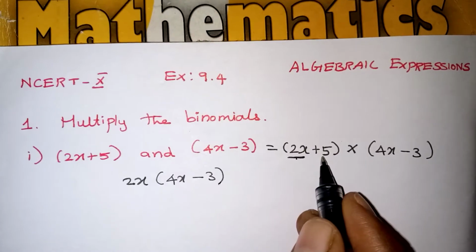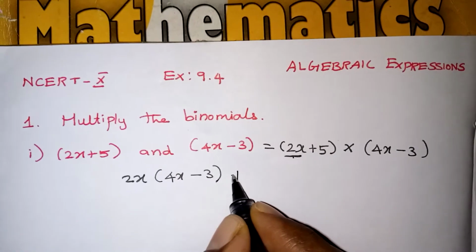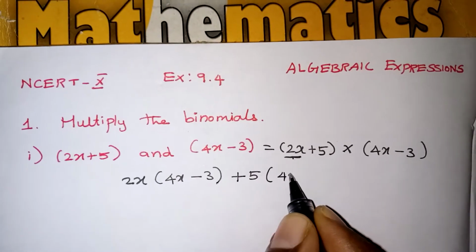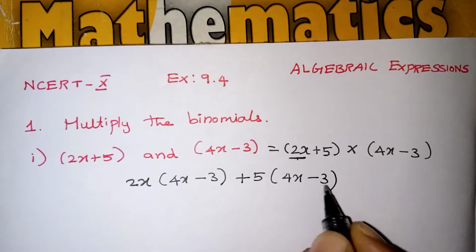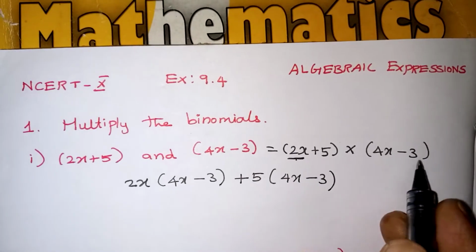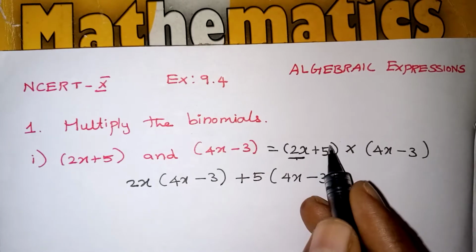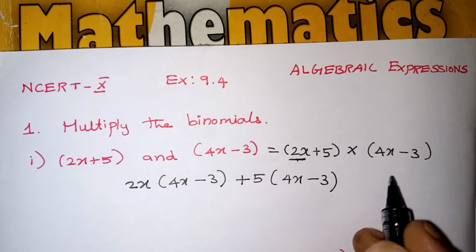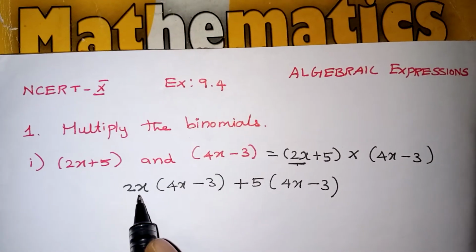Then this plus 5 should multiply with the second term. So plus 5 into 4x minus 3. This is how we should write. First term into the second one whole, and the second number into the second one whole, you should write. Now we have to multiply inside.